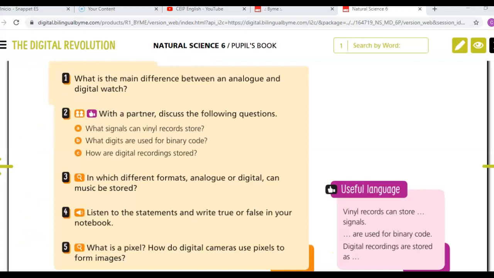Finally, exercise number 5. What is a pixel? How do digital cameras use pixels to form images? You have to find this information on the internet. Go to Kiddle. I think it's the best way to find information, and write down your answers, please.